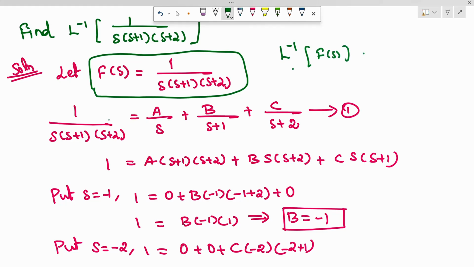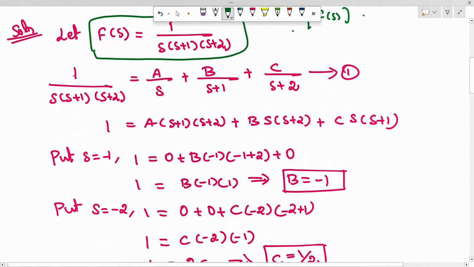Now f of s is 1 by s into s plus 1 into s plus 2, equal to, we can write, a by s plus b by s plus 1 plus c by s plus 2. Equation number 1. Now we are going to find the a, b and c values.